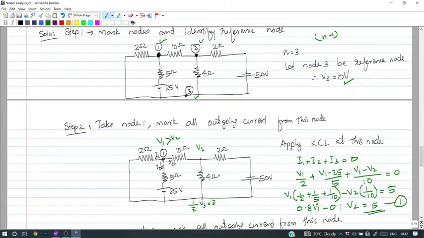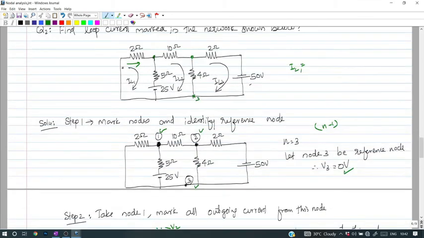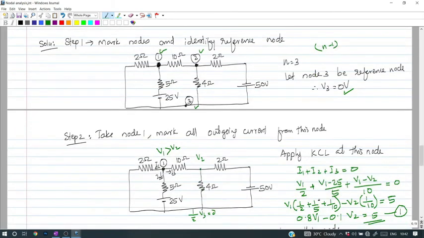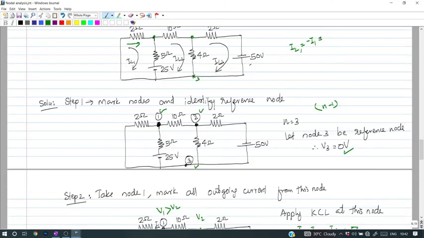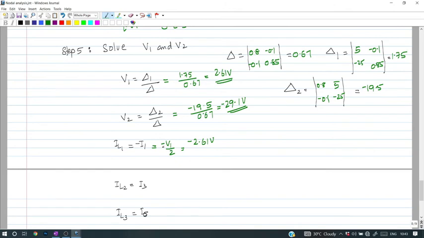In the first case, we assumed that our current I1 is the current flowing through the 2 ohm resistor. But loop current 1 is opposite to that one. So IL1 is nothing but minus I1. What is I1? We already found the expression. I1 is V1 by 2. So IL1 is equal to minus V1 by 2, which is equal to minus 2.61 divided by 2. It is coming as minus 1.31 ampere.